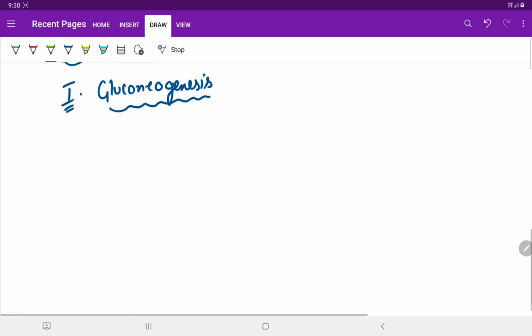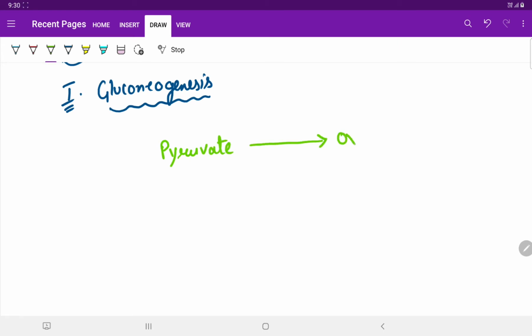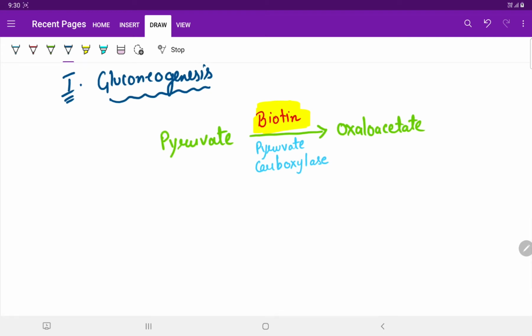So let us see how this reaction proceeds. In this reaction, the pyruvate is converted into oxaloacetate in the presence of biotin, and the name of the enzyme that is used here is pyruvate carboxylase. Now here you can see this is an important coenzyme.